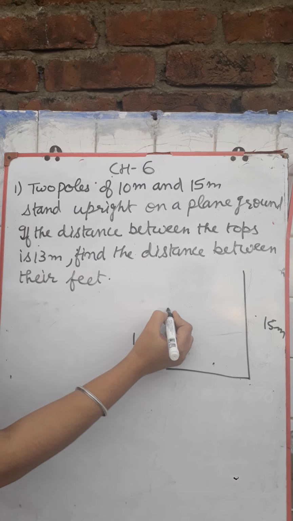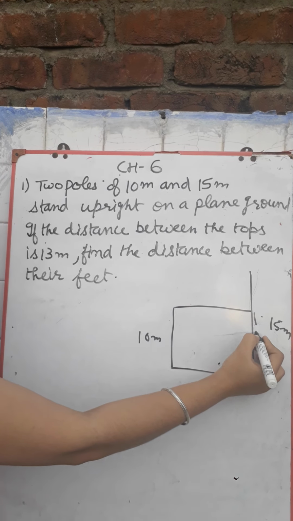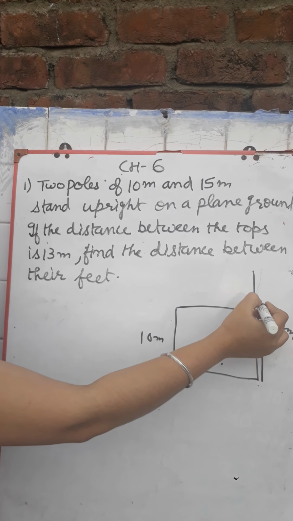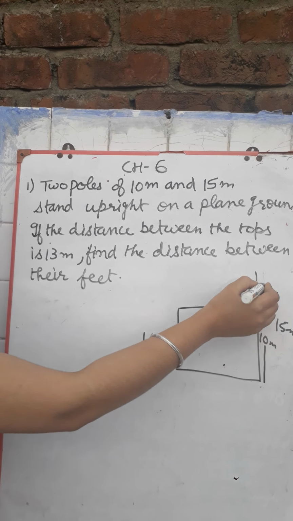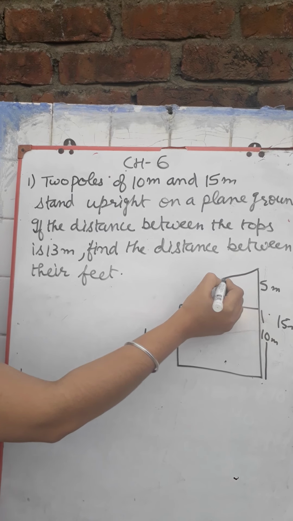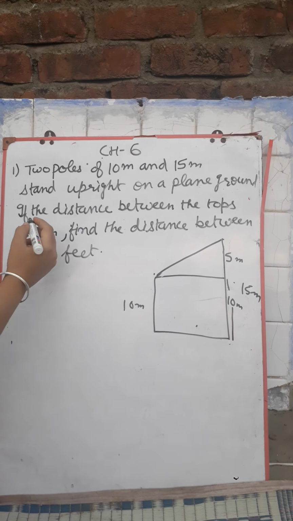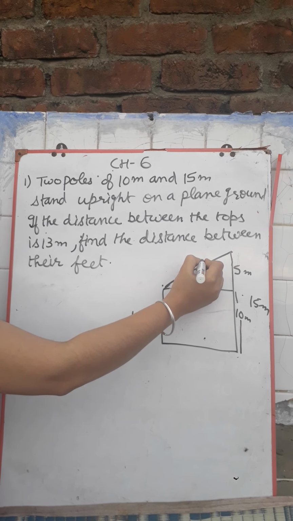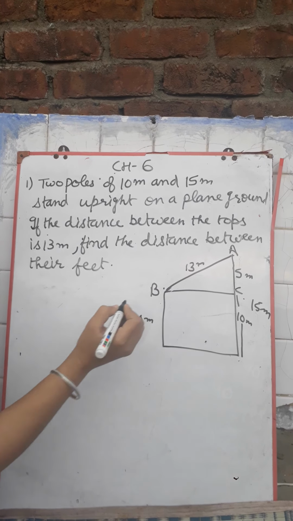Here is 10 meter. So it is also of 10 meter. Pole is of 15. So what is 15 minus 10? It becomes 5 meter is left. 10 plus 5 is 15. Join these tops. Distance between the tops is 13 meter. So we take triangle A, B, C.